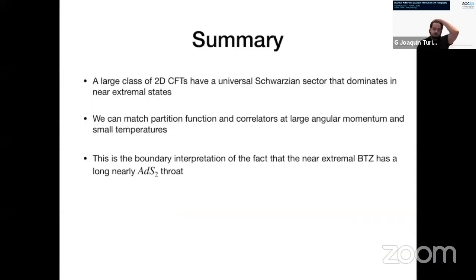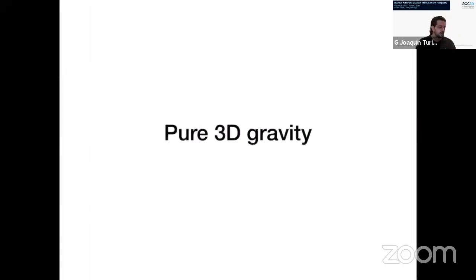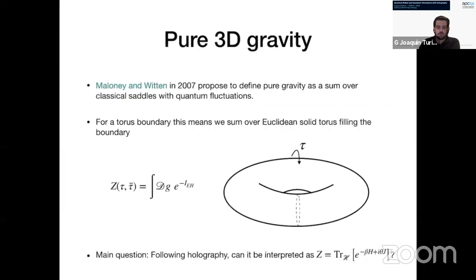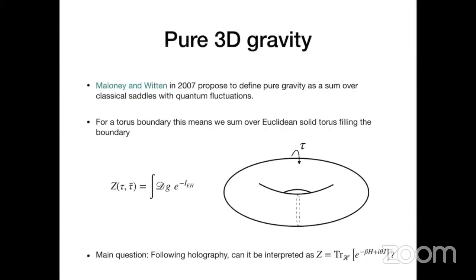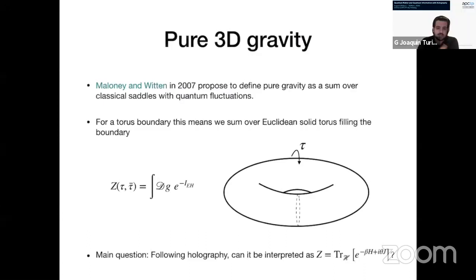Okay. So as a brief summary, a large class of 2D CFTs have universal Schwarzschild sectors, and they all match with this interpretation that the near extremal BTZ has a long nearly AdS2 throat. Okay, so in the last part of the talk, I will talk about pure 3D gravity. And the idea is that Maloney and Witten proposed to define pure gravity as a sum over classical saddles.